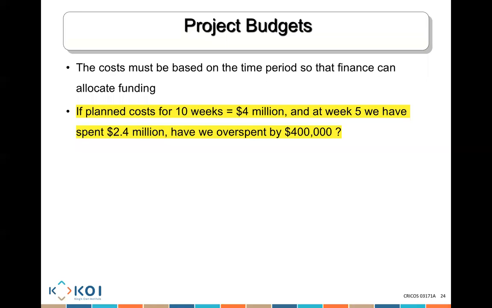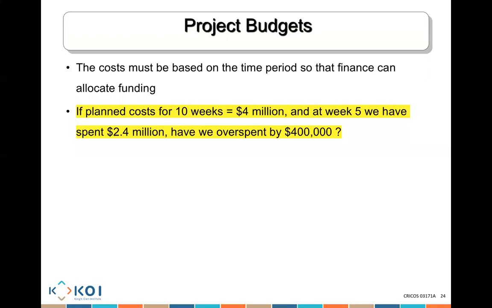I'm not sure about the question yet. So we have a project, it's a 10 weeks period. Over 10 weeks, it was going to cost us $4 million. We are now in week number 5. We've used $2.4 million. By week 5, if you consider that 50%, it's $2 million. So we have used, by week 5, $2.4 million. My question to you is, have we overspent by $400,000? So what's the answer? Yes, no? If no, why not?